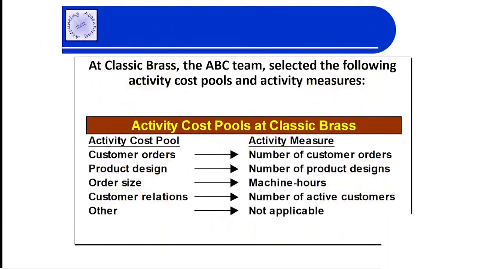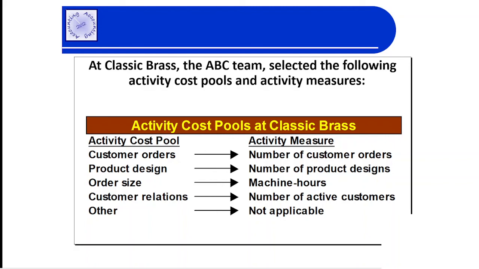So here's an example of this classic brass company, which is doing products and services. So here is the activity cost pool. The activity cost pool example is customer order. So we will be taking cost of the customer orders or product design, order size, customer relations, and others. And then we will say, okay, the activity measure for this is going to be the number of customer orders, number of product designs, machine hours, and the number of active customers. So that's the activity pool for this company.